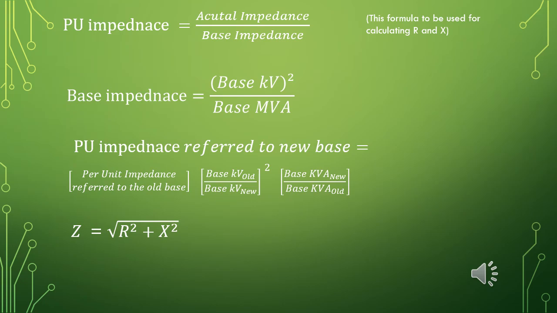Per unit impedance equals actual impedance by base impedance. Same formula applies to per unit resistance and per unit reactance. Next is base impedance, which equals base kV square by base MVA. We need to calculate the per unit values relative to the new base values by using both the old and new values. Also check out formula for the impedance.